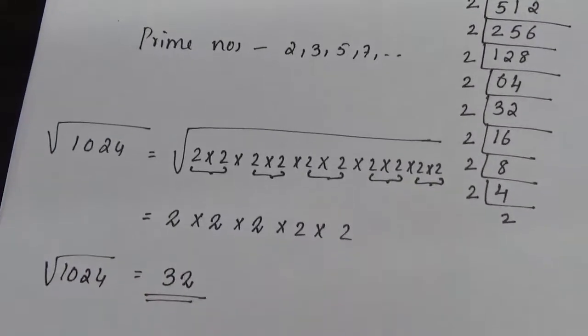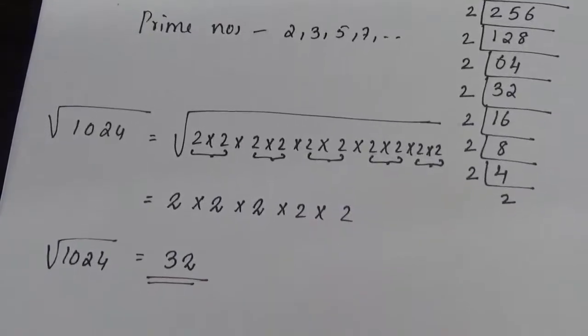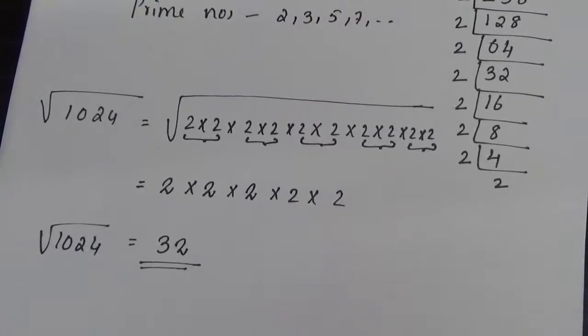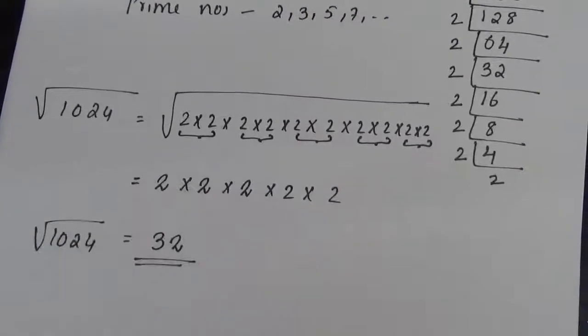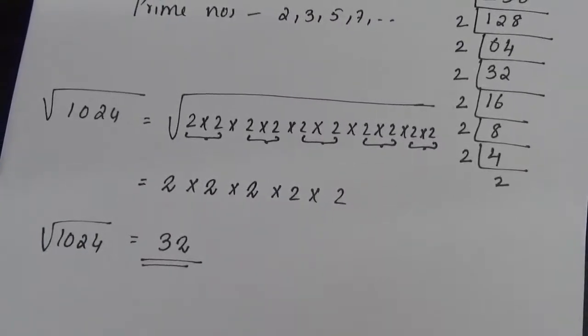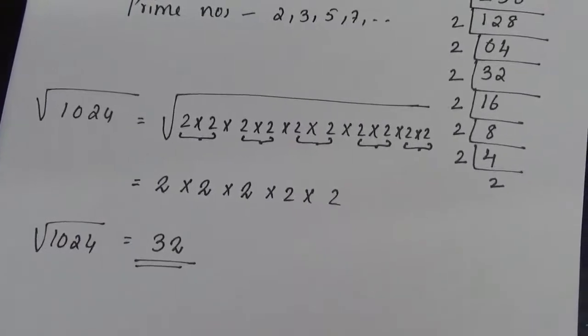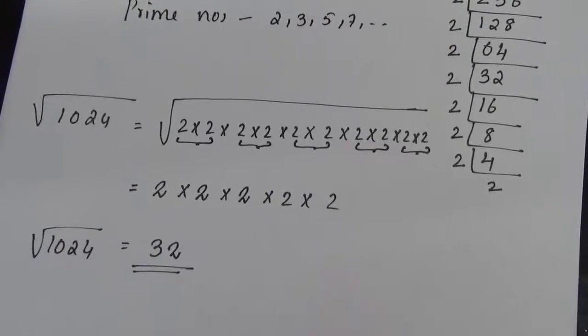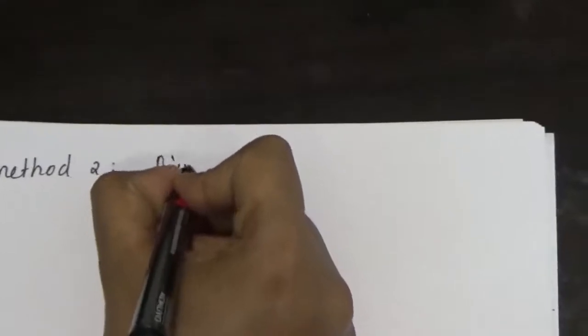But if we have a 5-digit number or 6-digit number, this method will take more time to find the square root of the number. So in that case, you can use the second method. Let us discuss the second method. That method is called the division method. So let's discuss method 2 for finding the square root of a number, that is called the division method.